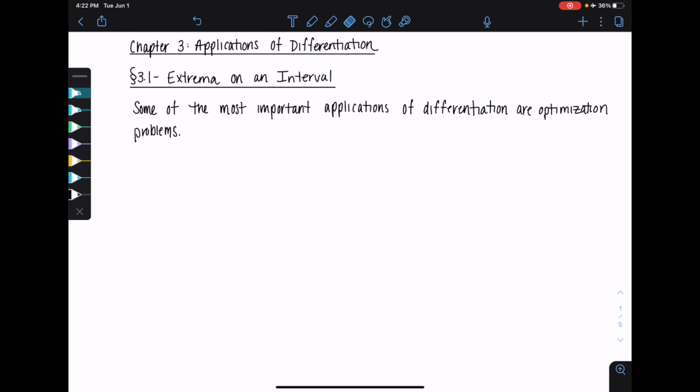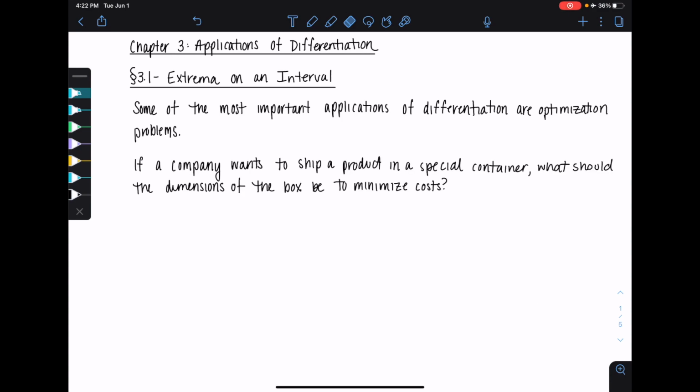So this is something a lot of companies want to do, and what a lot of computer science and engineering people have to do. If you're thinking of just in a company, they want to ship a product in a certain container. What should you make the dimensions of the box be so that you guarantee it fits your product, but it also minimizes your cost? So maybe you have different material for different sides of the box. Each thing costs a certain amount. How can you possibly figure out what the best dimensions are going to be to minimize your costs?